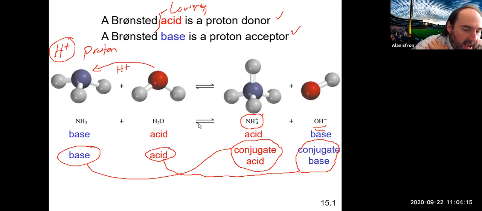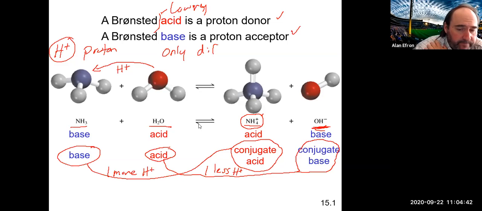side. And the difference between these, if you look at the difference between NH3 and NH4 plus, it is one more H plus, while the difference between H2O and OH minus is 1 less H plus. And that is an important thing for an acid conjugate base pair. The only difference between those two things can be 1 H plus.